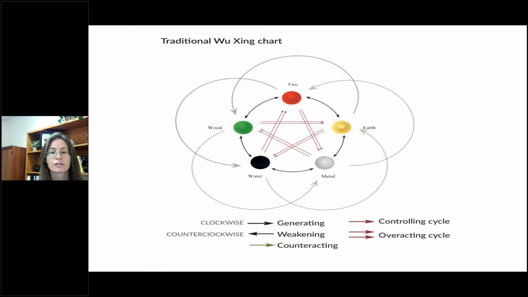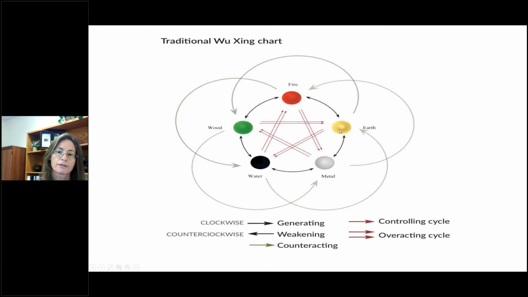We also have something called control cycles. And in the control cycle is this representation of the red arrow. So if we look at it, we have wood controlling earth. Earth controls water. Water controls fire. Fire controls metal. And metal controls wood. So what this means physiologically is if there's a normal balance between wood and earth, then there's a natural control of those elements. But if wood is overexuberant, or out of balance, it can be overbearing and too controlling on earth, and this can create pathology in the system.